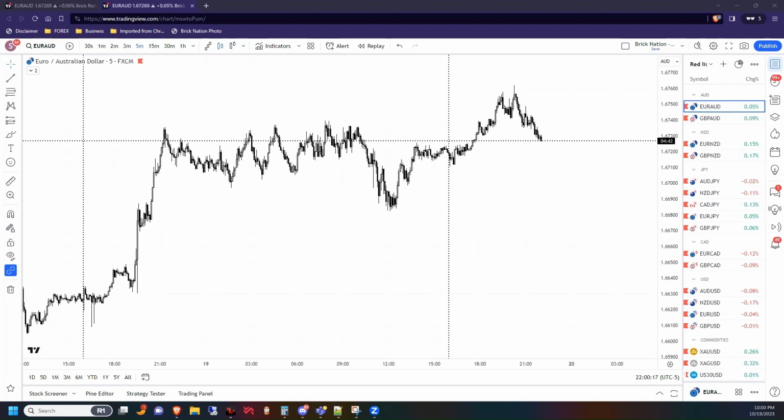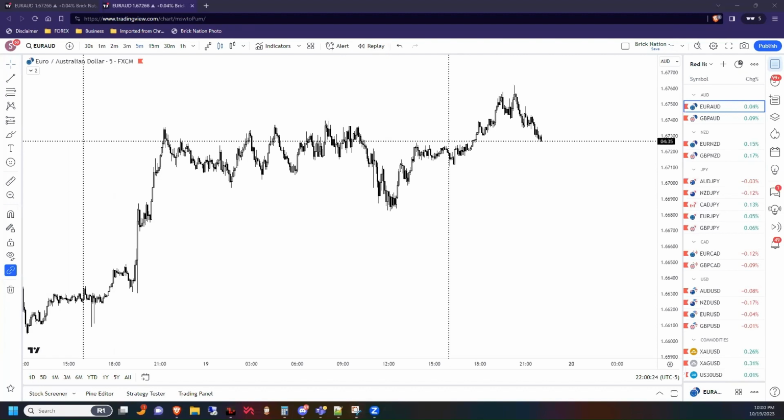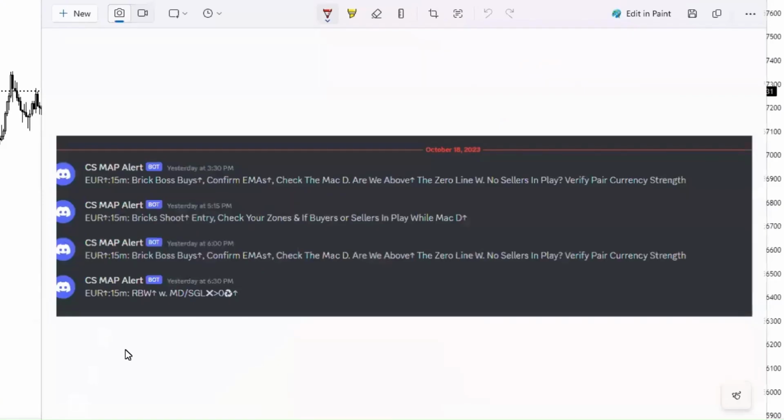What came up today was that I got an alert using our currency map. I wanted to show it to you right here. That came in terms of the euro, basically telling you, as you can see, Brick Boss buys, Brick Shoot Up, and a Royal Buy Wave was happening in terms of euro.